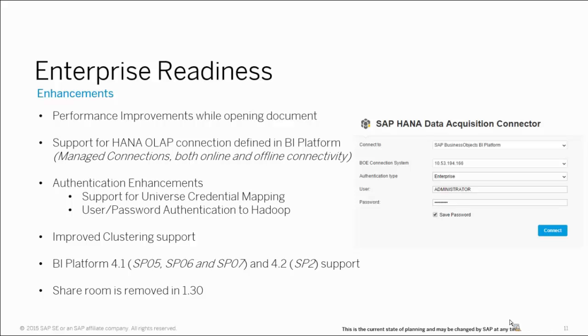Also, there is improved stability for the Lumira server. With 130, we would support BI platform 4.1, SP5, SP6, and SP7. If you remember, for 1.29, SP4 support was also there, which is dropped with 130. And 4.2 SP2 support is there only with 130.